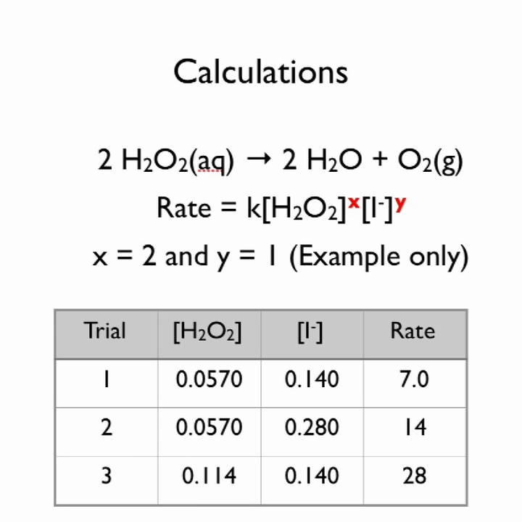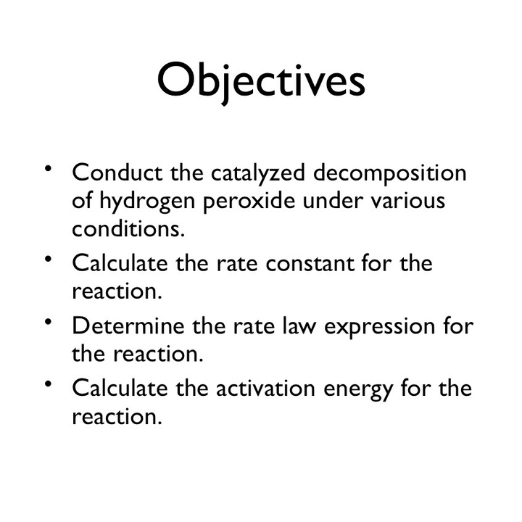If we vary the initial molar concentrations of hydrogen peroxide solution, the rate law for the reaction can also be determined. Finally, by conducting the reaction at a different temperature, the energy of activation can be calculated. So our objectives for today's lab will be to conduct the catalyzed decomposition of hydrogen peroxide under various conditions, to calculate the rate constant for the reaction, to determine the rate law expression for the reaction, and to calculate the energy of activation for the reaction.